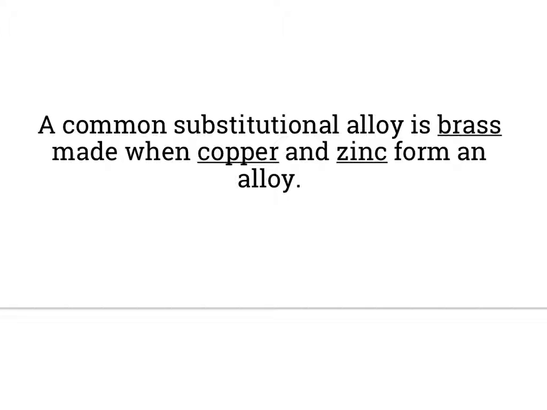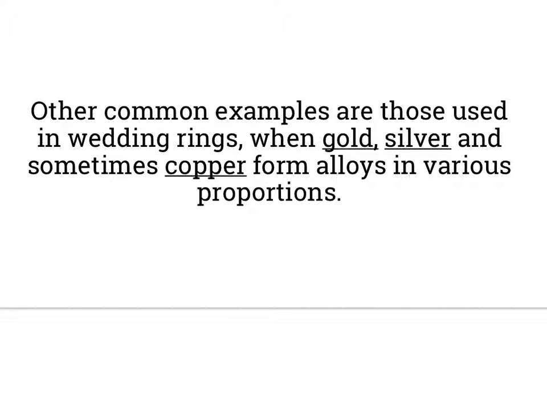A common substitutional alloy is brass, which is when copper and zinc form an alloy. They're very similar in terms of size, but you've got copper and zinc mixed together, and there you go, you got brass. Other common examples are those in wedding rings. When you've got gold, silver, and sometimes even copper, that's how we get rose gold or white gold. It's not just a different form of gold. Gold is gold, but you can make substitutional alloys to make it look like a different color of gold. And technically it's still gold; it just may also be copper or silver.